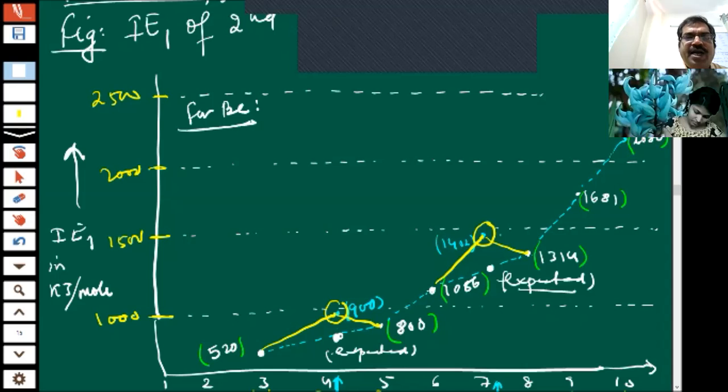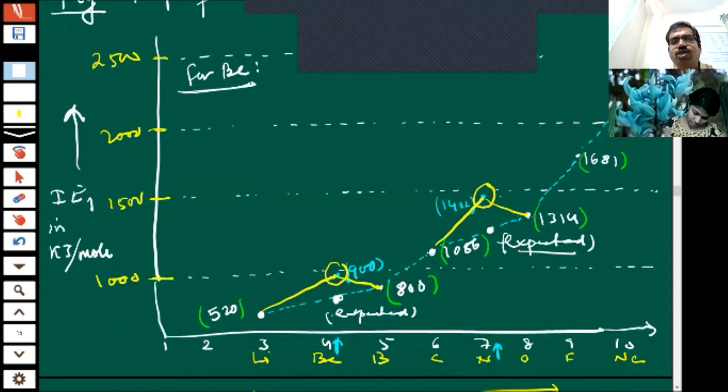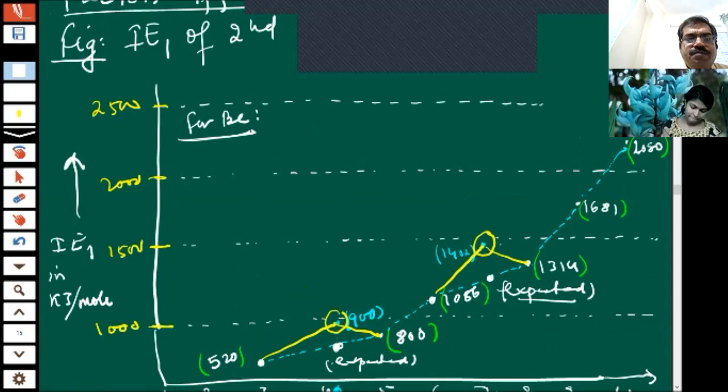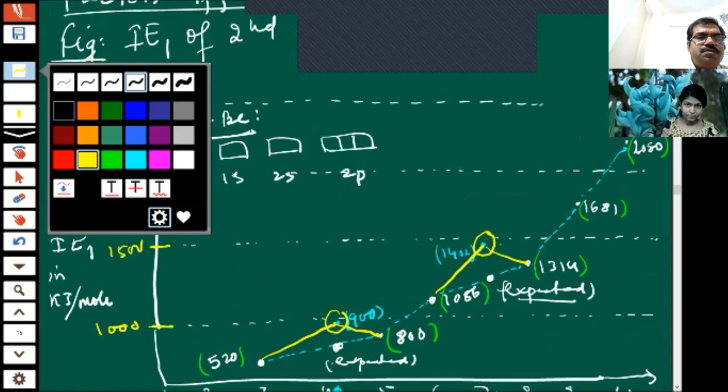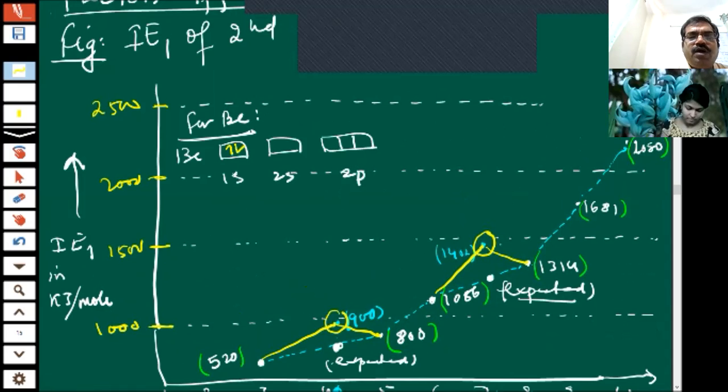For beryllium, what had happened in beryllium? Its value is high, higher than boron. So write the electronic configuration. Beryllium electronic configuration is 1s2, 2s2, and 2p. This is 1s, this is 2s and 2p, and you just fill the electrons. So 2 electrons in 1s and 2 electrons in 2s, and p is vacant.